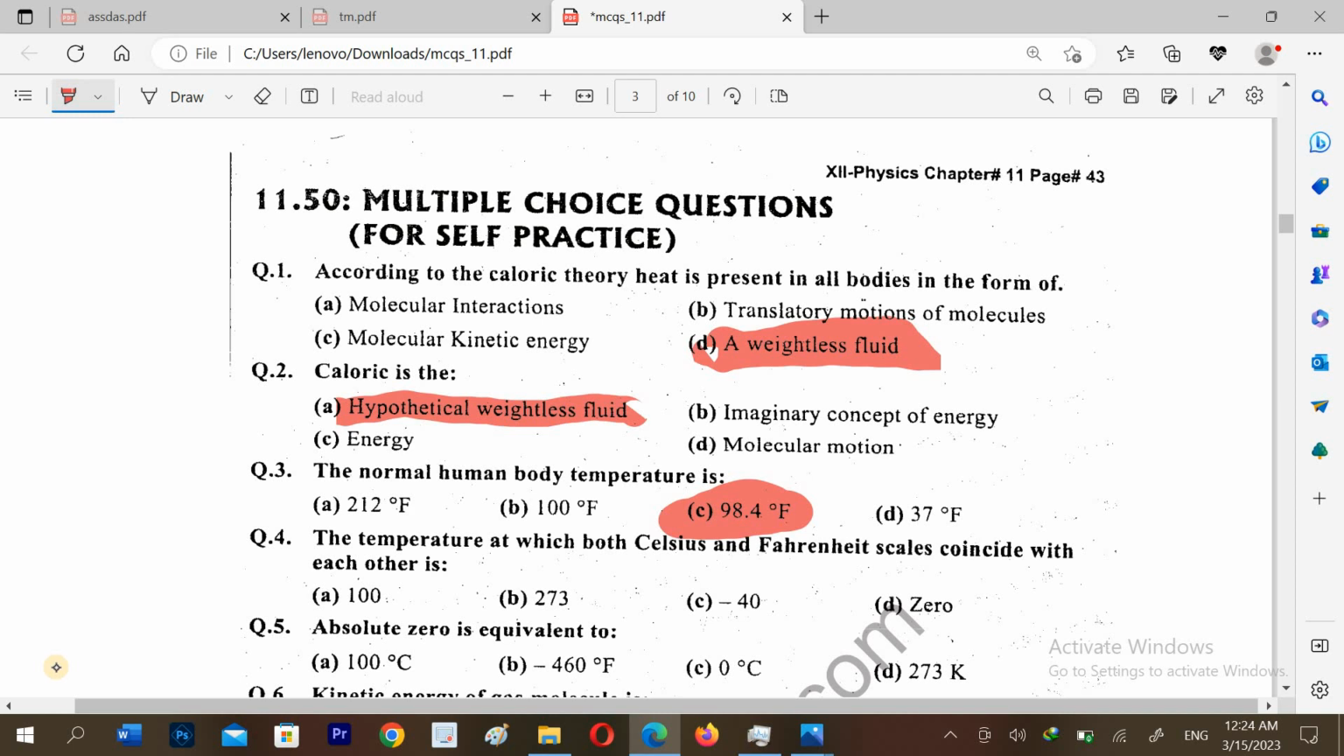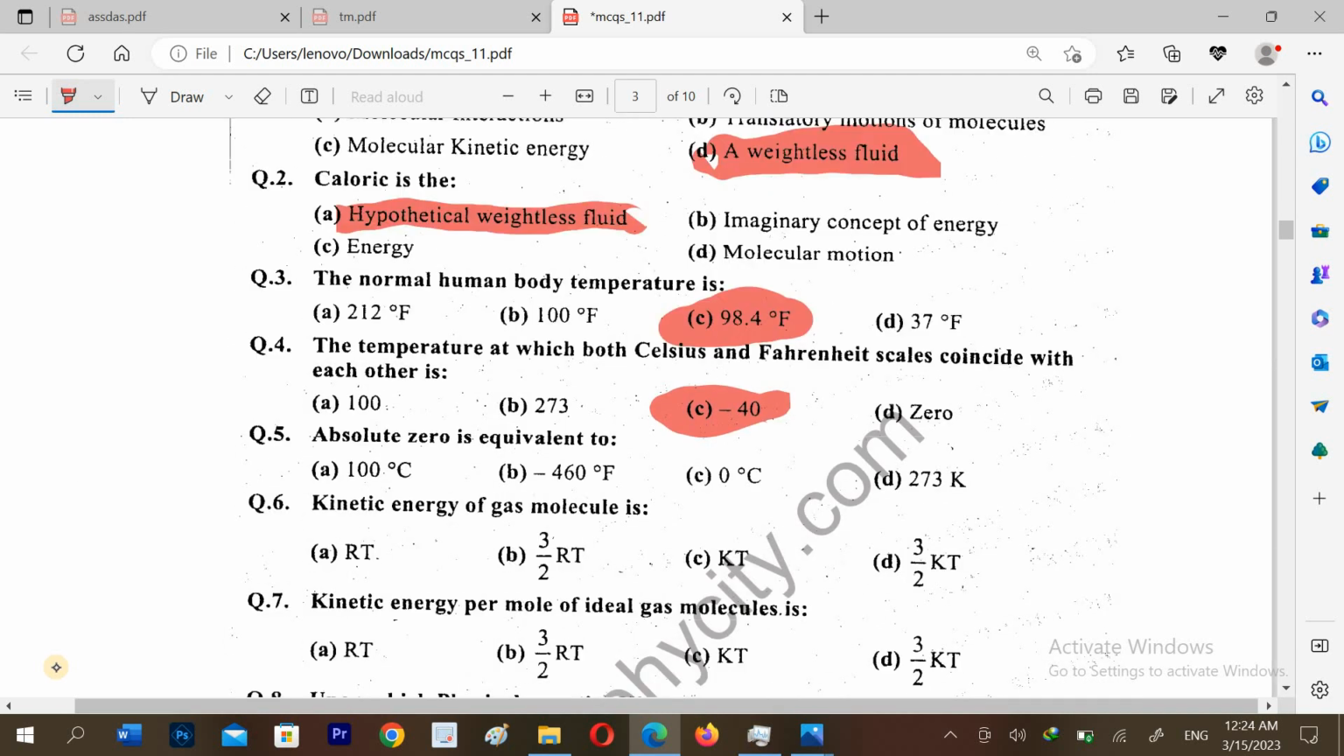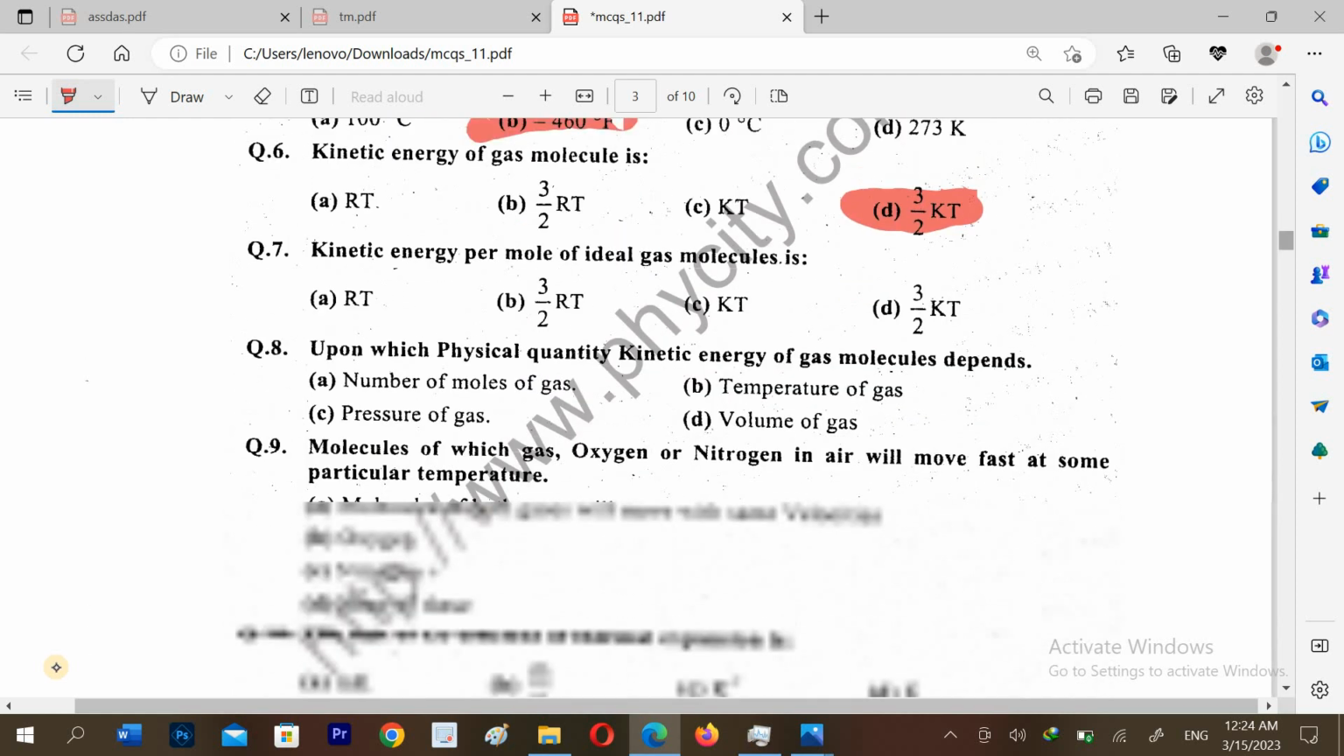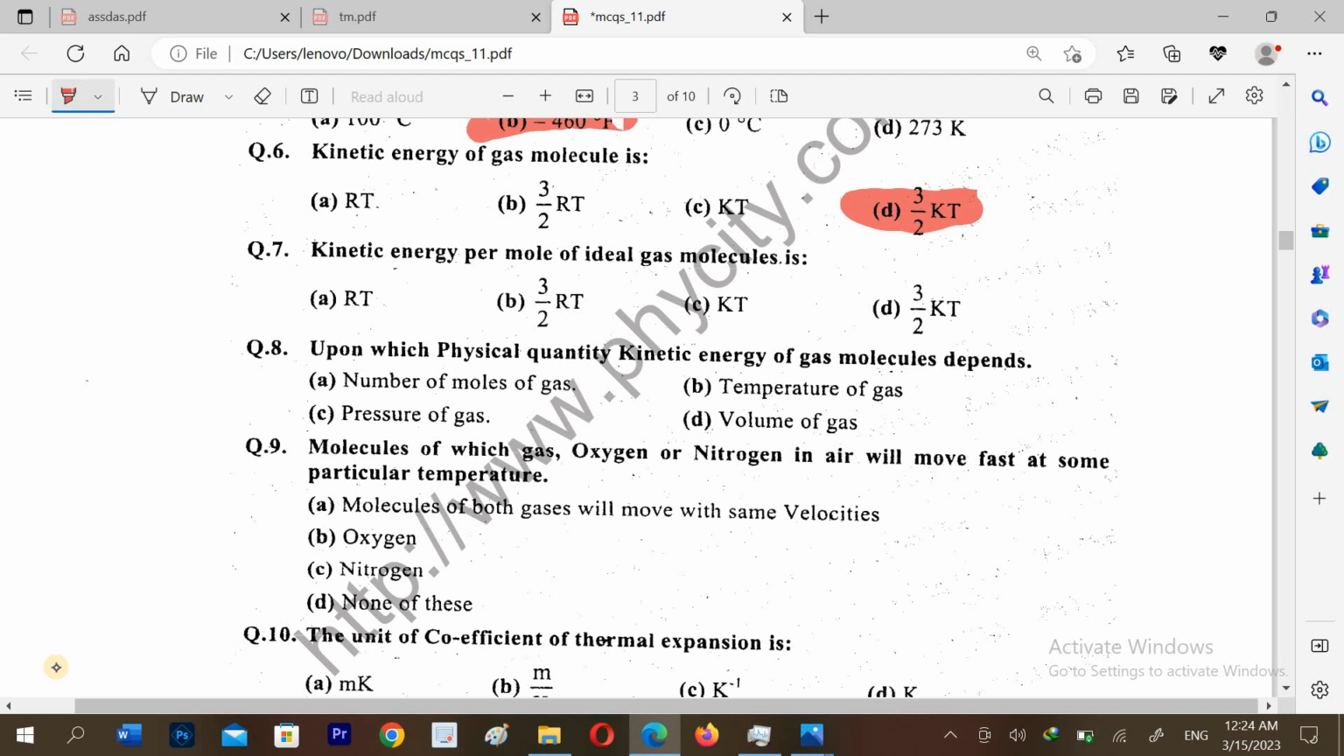C. Absolute zero equivalent to... B. Kinetic energy of gas molecules is... D. Kinetic energy per mole of ideal gas molecule is... B.